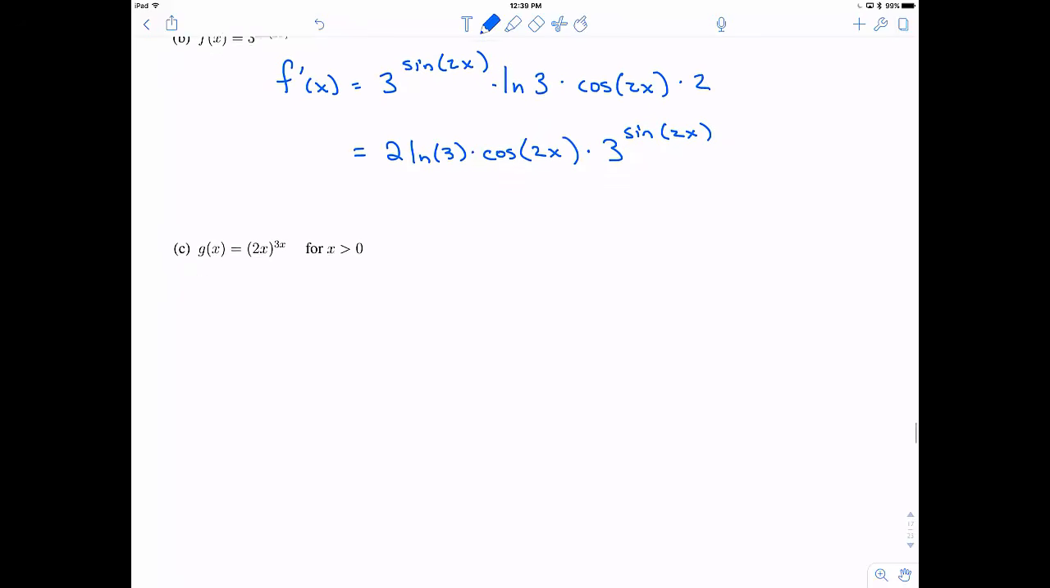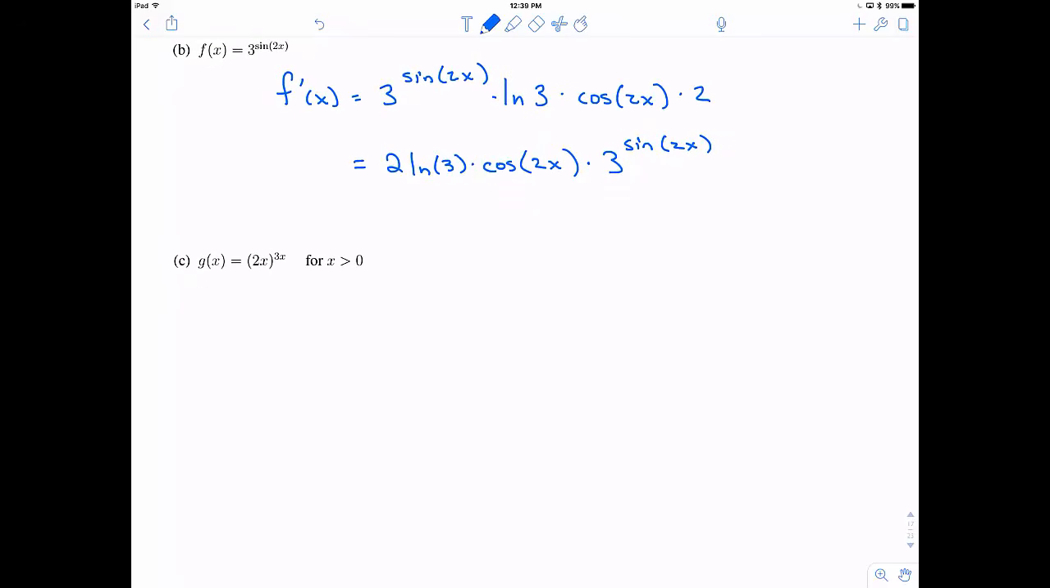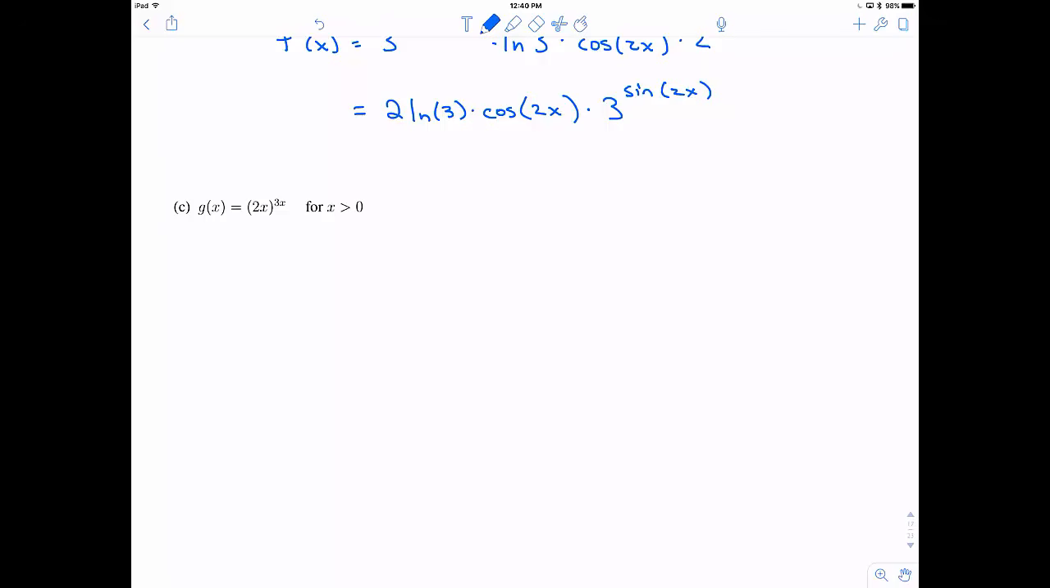All right, let's do one more here. We have a variable in the base and in the exponent. So that's telling me, even though it doesn't say use logarithmic differentiation, I should use logarithmic differentiation. So let's try it out here. The first step is to apply a log to both sides. I'm just going to call this g instead of g of x.